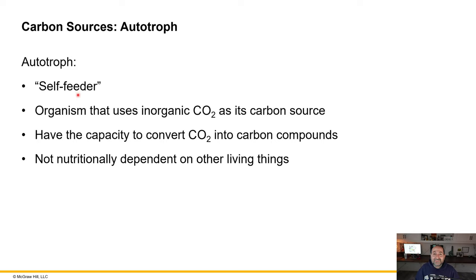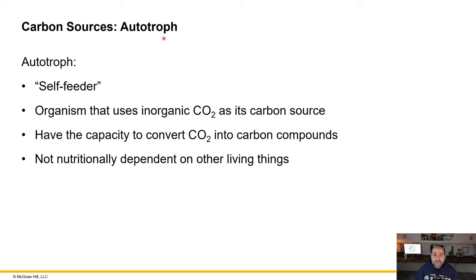They don't have to consume other organisms to live. And because of that, they tend to be producers. They are at the bottom of the food chain. They're the source of the organic molecules for the rest of us heterotrophs. And once they obtain that CO2, they can convert that CO2 into other carbon compounds like sugars or different biomolecules. Without these autotrophs, we would have nothing to eat.